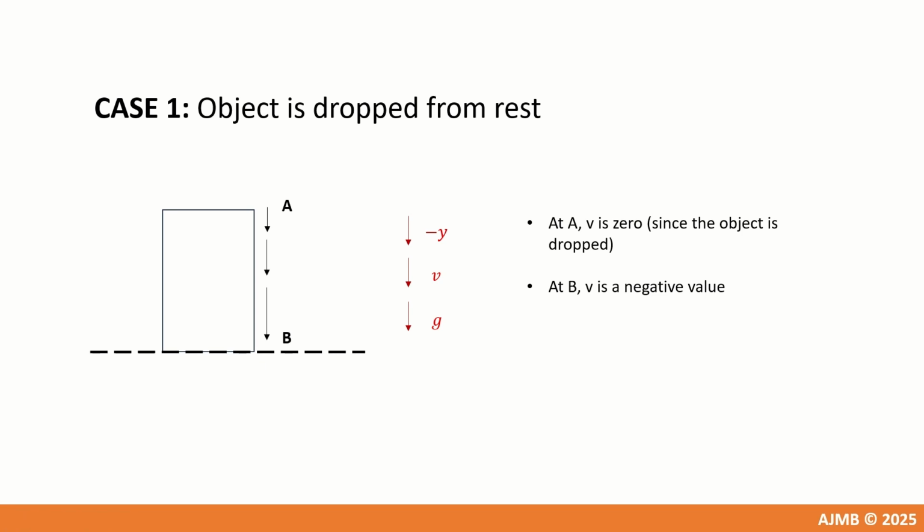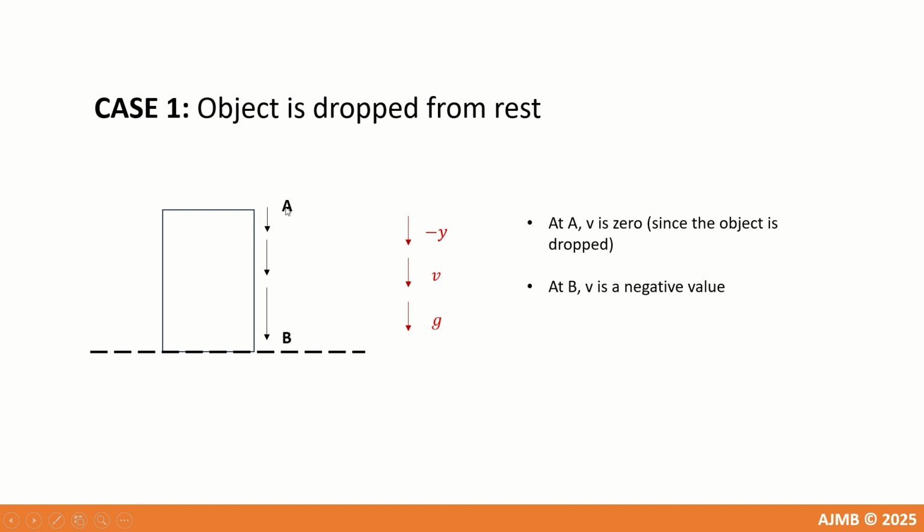We are going to discuss the first case in this video lecture, as well as its variation, which is case number 4. So in case 1, the object is dropped from rest, and commonly the dropper of this object would be positioned on top of a certain height. So the object will be traveling from point A, which is the top of the building or the top of the cliff, and point B is the ground.